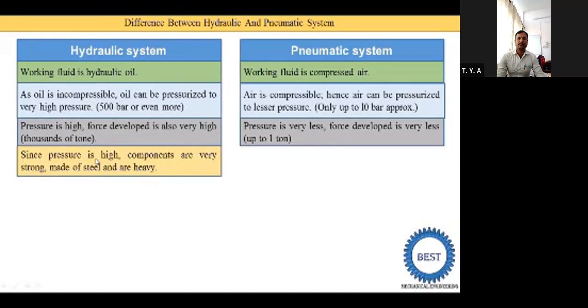Pressure is high, so components are very strong, made of steel and very heavy. Generally I give the example of the two-wheeler. In two-wheelers, the tire pressure is slightly lower. I don't know the exact value, but when we move to four-wheelers, the pressure inside the tire is higher. In trucks and heavy earth moving equipment, the pressure required inside the tire is very high, because they are lifting heavy weights.